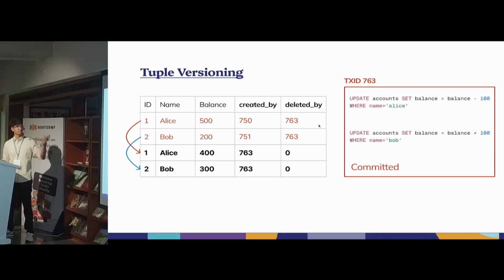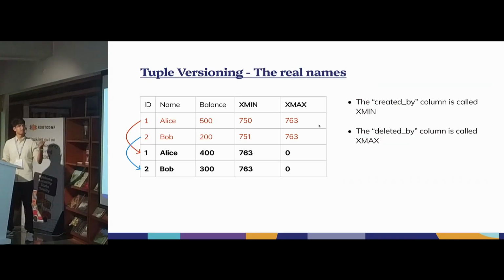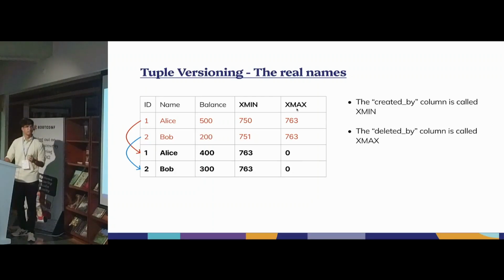The columns created by and deleted by are just for illustration purposes. But if you want to go with the proper Postgres nomenclature, these are actually called xmin and xmax. So created by is basically xmin, and deleted by is basically xmax. The xmin column stores the transaction ID that inserted the tuple, and xmax is the transaction ID that deleted the tuple. And if xmax is 0, that means the tuple is still alive. No transaction has come and deleted it yet.